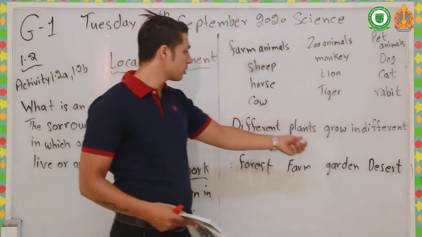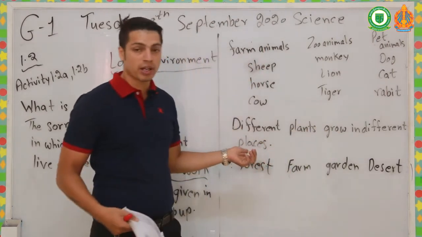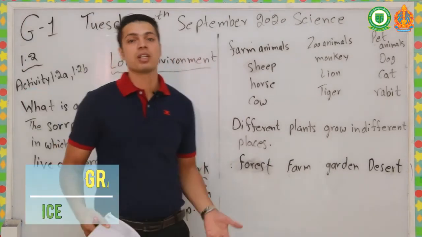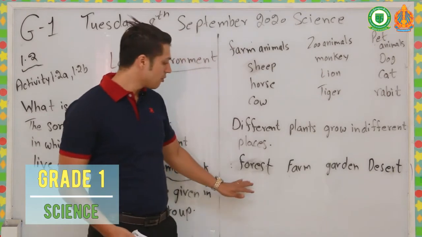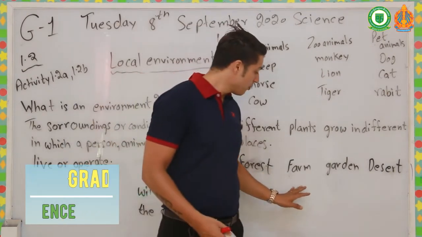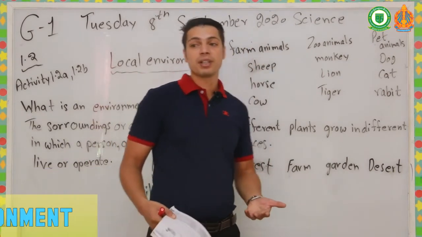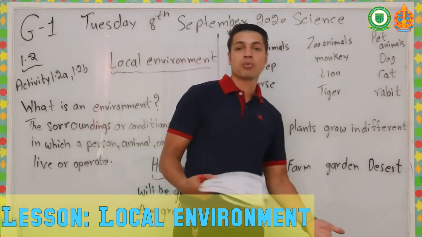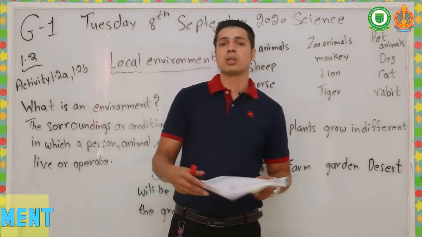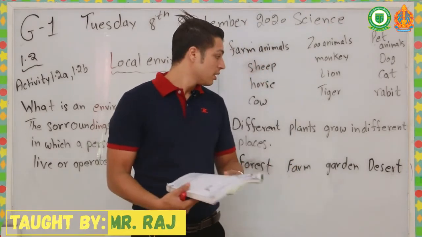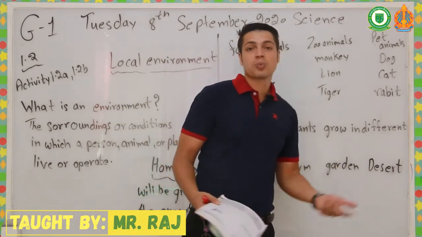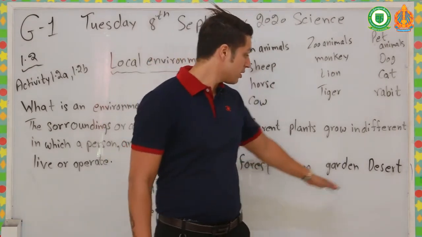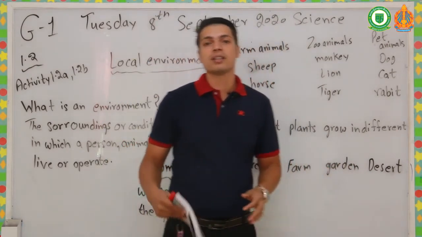Different plants grow in different places. Some trees and plants only grow in the forest. On the farm we grow vegetables and some other plants. In the garden we can grow flowers and vegetables. And a cactus plant you will only see in the desert. A desert is an area where it's only sand.